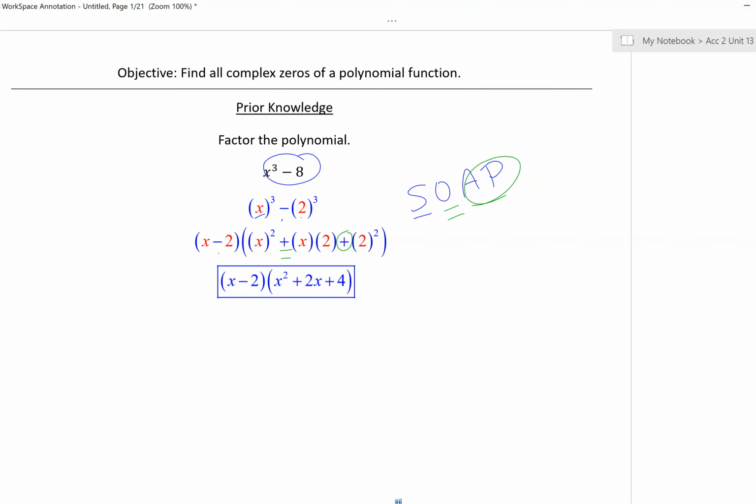And in our trinomial, our first term is our first quantity in parentheses squared. Our middle term, remember, is the product of the two quantities in the parentheses. And then our last term in our trinomial is that second quantity in the parentheses squared. And then simplified here to x squared plus 2x plus 4. And then we have our binomial factor of x minus 2. So that's one of the skills that we will be using here.